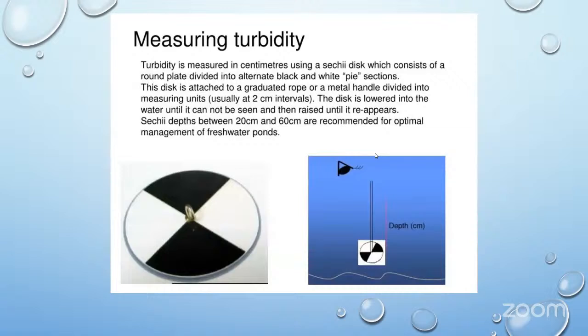Turbidity is measured in centimeters using a Secchi disc, which consists of a round plate divided into alternate black and white pie sections. This disc is attached to a graduated rope or a metal handle divided into measuring units, usually at 2 centimeter intervals. The disc is lowered into the water until it cannot be seen and then raised until it reappears. Secchi depths between 20 centimeters and 60 centimeters are recommended for optimal management of freshwater ponds.